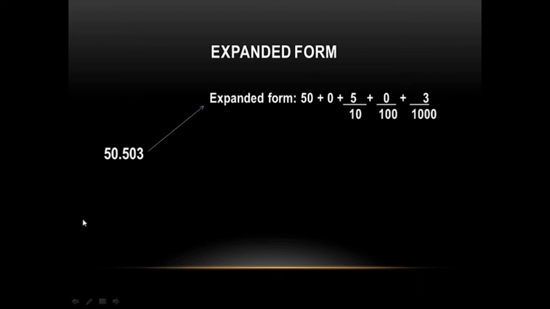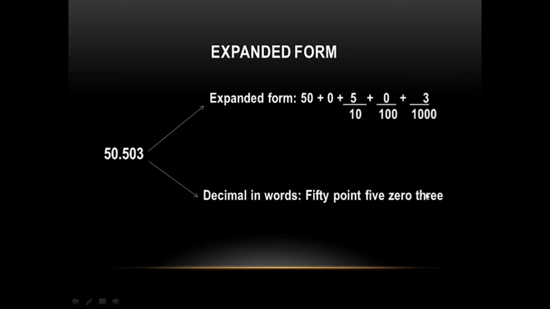Then how do we pronounce the decimal number? The decimal in words is 50.503. Whatever decimal number is given, we have to read it as 50.503.